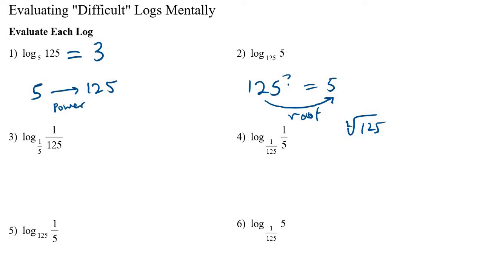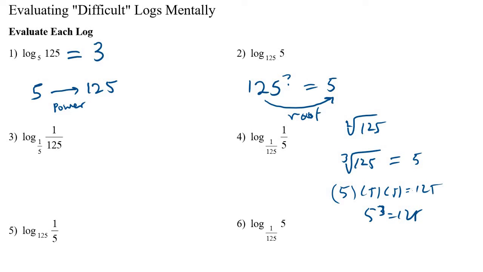The next thing I'm going to think is, what about the cube root of 125? Yes, I know that the cube root of 125 is 5, because 5 times 5 times 5 is 125. So 5 cubed is 125. Therefore, I need the cube root of 125 to get to 5.